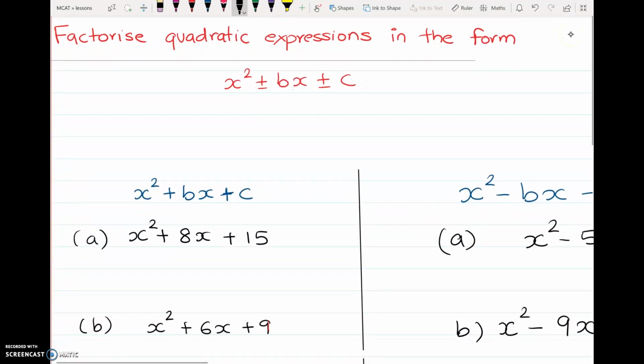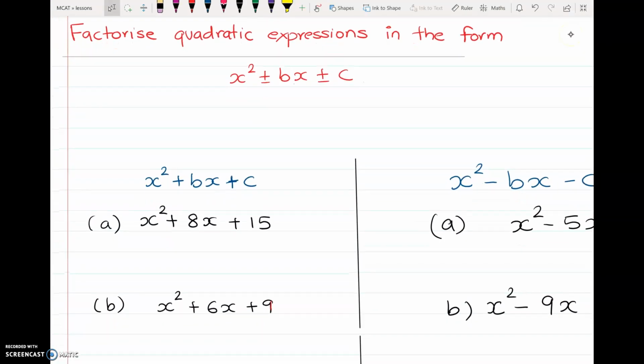In this lesson, we'll be looking at factorization of quadratic expressions in the form x squared plus or minus bx plus or minus c. Now, before we start factorizing, we need to know what quadratic expressions are. Quadratic expressions are the ones expressed in the form that I just said. In a quadratic expression, the highest power of x is 2, which we can see here. So that is the highest degree of 2. This is how we recognize that it's a quadratic expression.